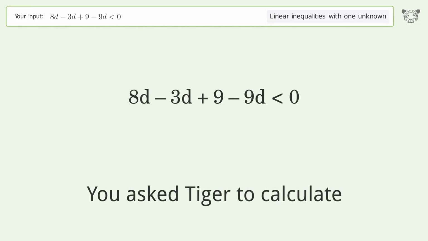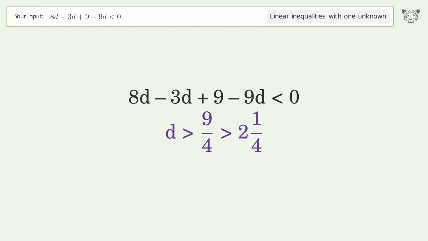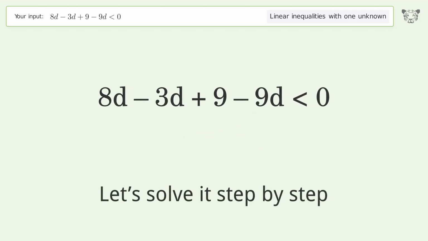You ask Tiger to calculate. This deals with linear inequalities with one unknown. The final result is d greater than 9/4 greater than 21/4. Let's solve it step by step.